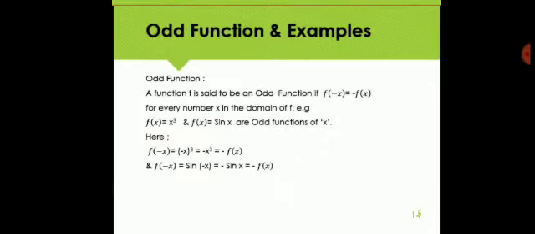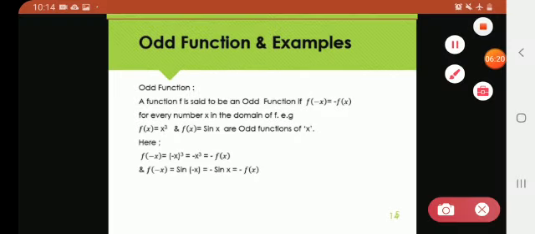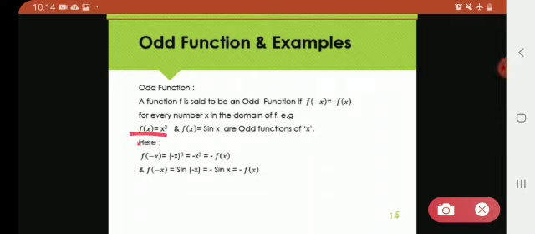Let's talk about an odd function. A function is said to be an odd function when this x is replaced by minus x, and it becomes minus f of x. Then it would be an odd function.